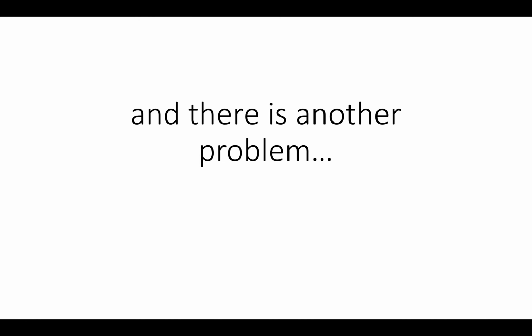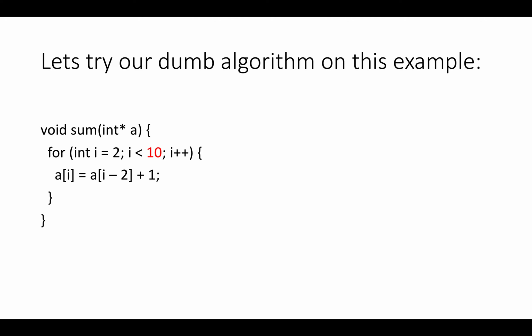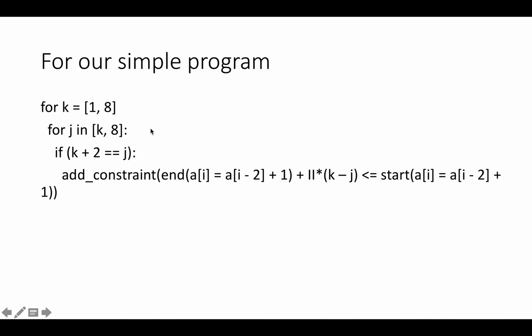But there's actually a third problem, and this third problem will give us a window into how we can create a more efficient algorithm that does the same thing. So let's try a different dumb example. We're going to use the exact same program, but instead of the loop going from 2 to 5, it's going to go from 2 to 10. So now our dumb algorithm is going to look like this.